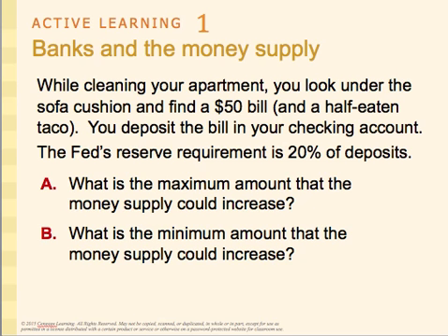Yay, and a half-eaten taco. That's what stunk. You deposit the bill into your checking account. Hopefully you don't eat the taco. And the Federal Reserve's requirement is 20% of all deposits. What is the maximum amount that the money supply could increase? What is the minimum amount that the money supply could increase?